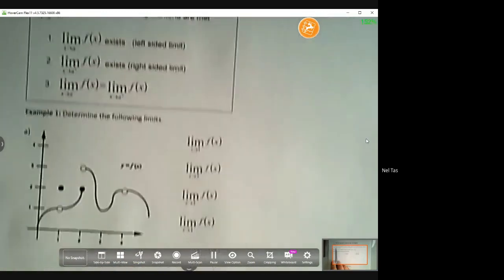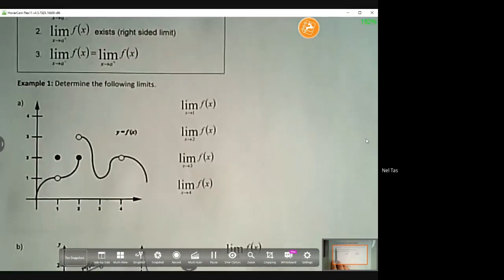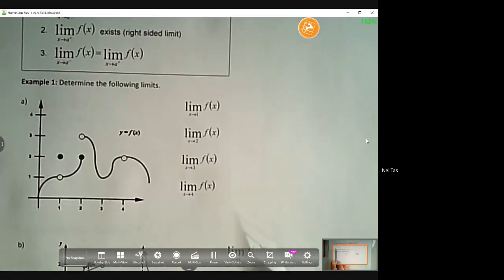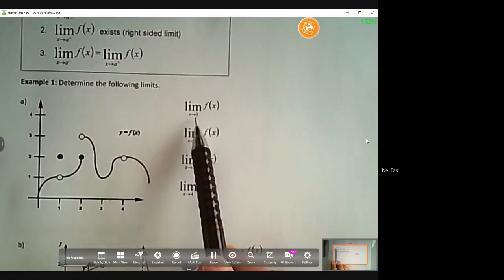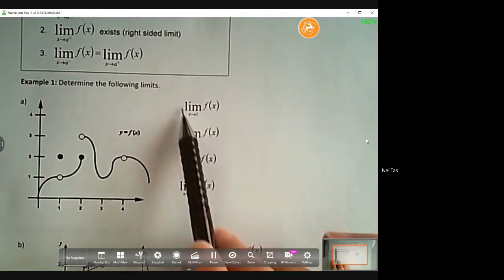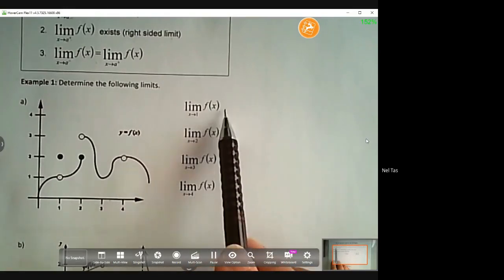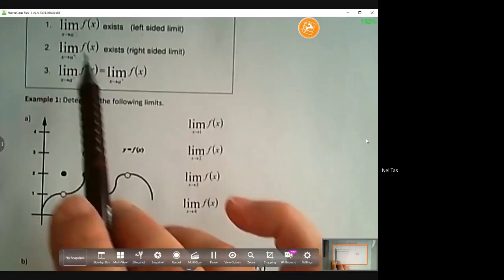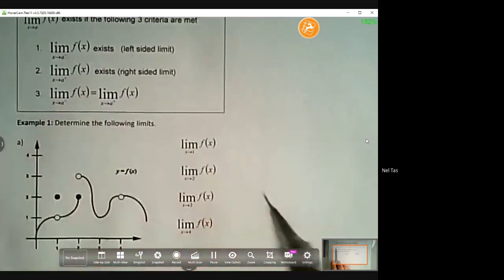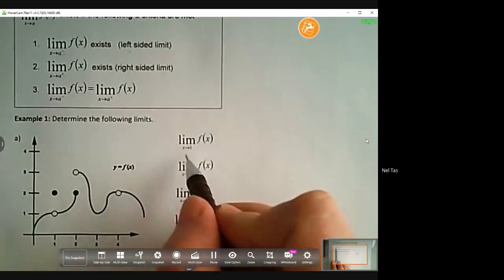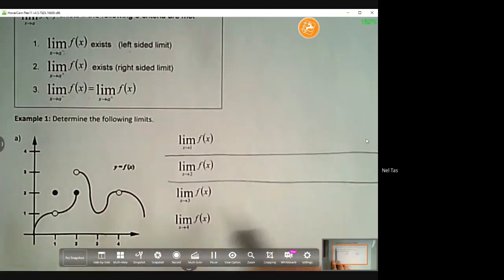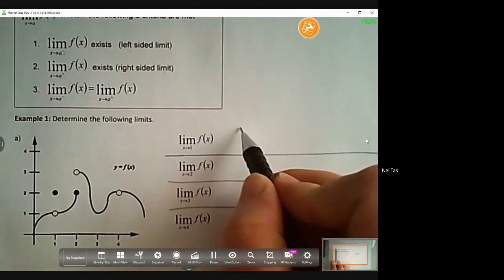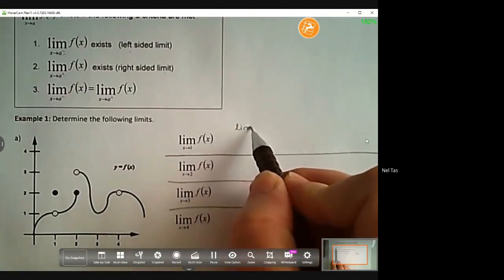So let's look at the first example. We see a graph here, okay? And we are going to look at the limits. The first one is limit of f of x as x approaches 1. Does this exist? And if it does, what is the value? Again, we have to check these three criteria. All right, so I'm going to do the work here. We have to check the limit from left side.